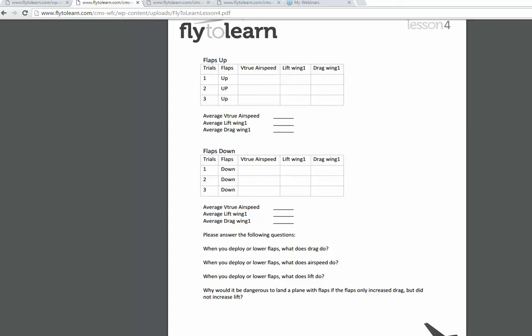PlaneMaker is basically a way that we can edit the current aircraft in the software, and we can even make our own if we really wanted to.